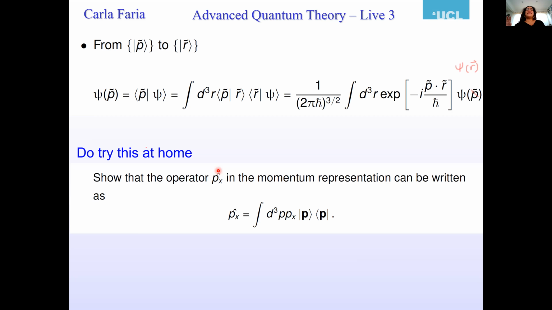So do try this at home. If you have the operator Px in position representation, show that you can write it in this way. This is quite useful.